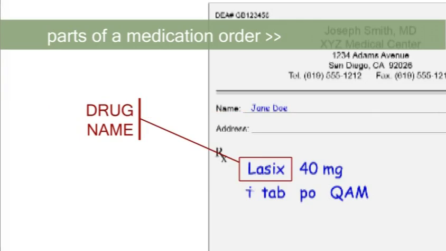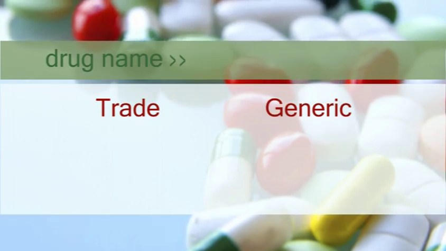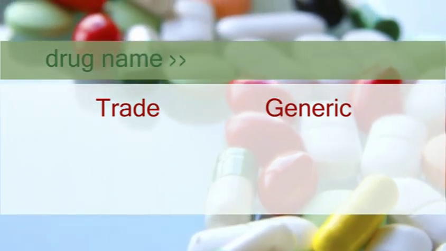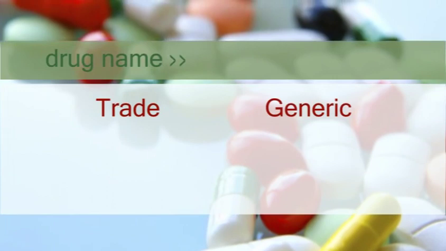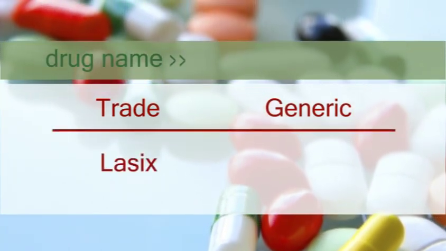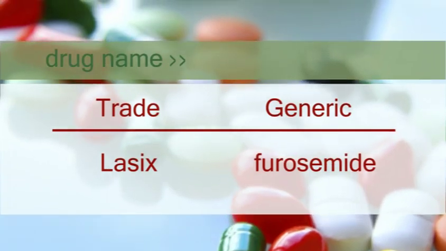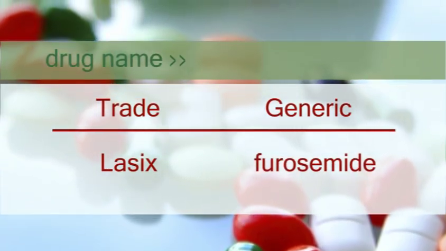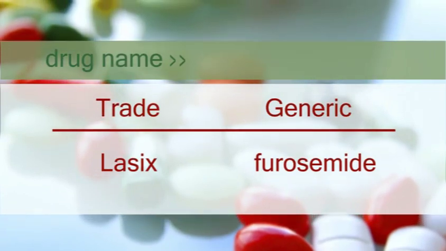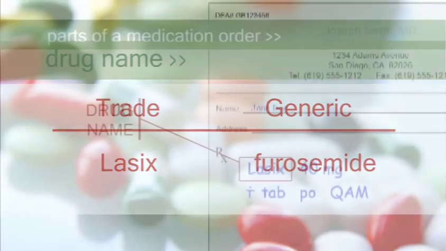The physician may list the drug either as a trade or generic name. For example, the physician may write Lasix, or the physician may write furosemide. If you are ever confused about a trade or generic name conversion, always check with your pharmacist.